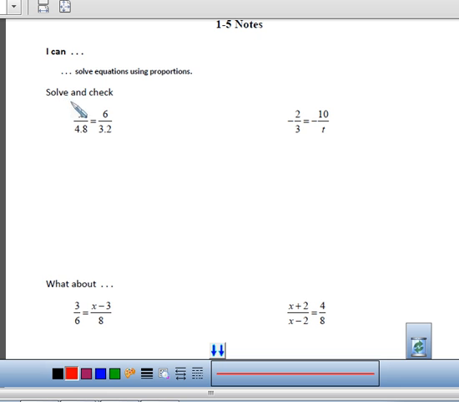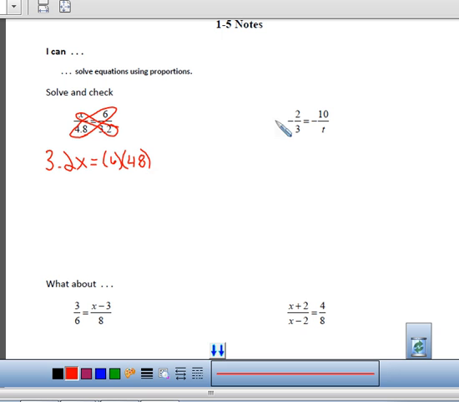So you see the directions say to solve and check. We have 4 different equations that we are going to try here. So for proportions, one strategy for solving them would be to cross multiply and write down your products with an equal sign in between. So here I have x times 3.2, so that's 3.2x. And over here I have 6 times 4.8.